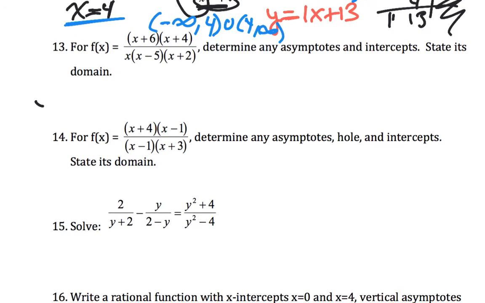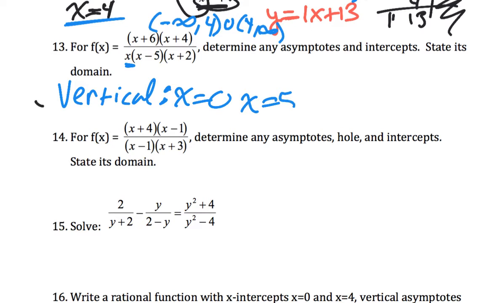All right, 13. Determine any asymptotes and intercepts. State the domain. So our asymptotes come from the denominator, and that's going to be vertical asymptotes. X equals 0, x equals 5, and x equals -2. Those are my vertical asymptotes.